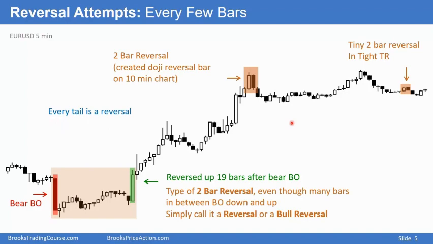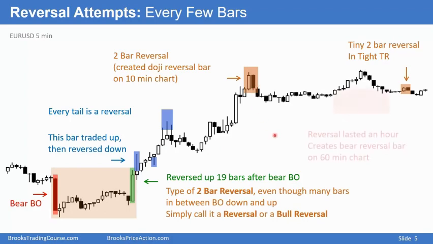Every tail on every bar is a reversal. The market tried to go up, and then it went down. The market went down, and then it went up. All of these tails are reversals. The market went up and then down, up and then down, up and then down. Here's a 2-bar reversal, and it's simply a doji bar or a tail on a higher time frame chart.